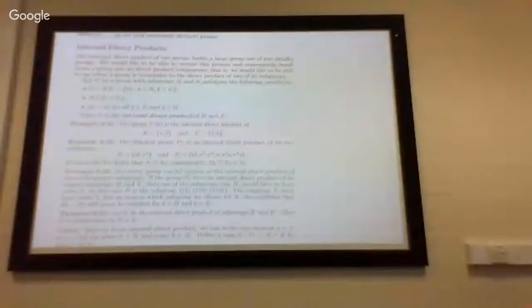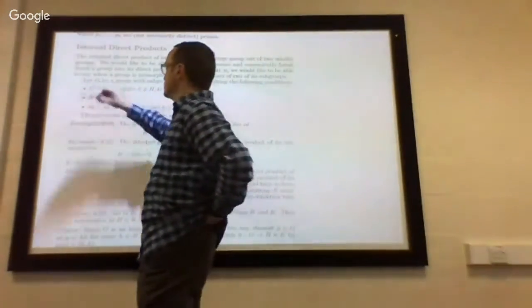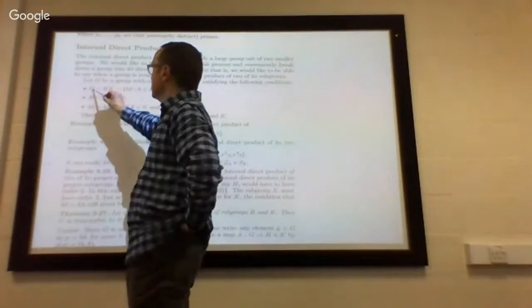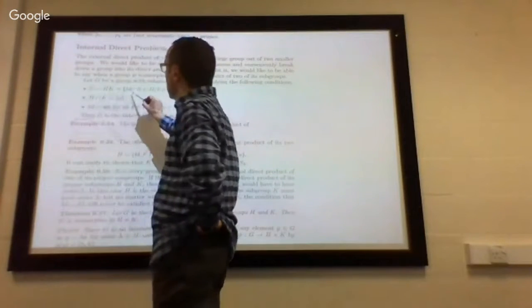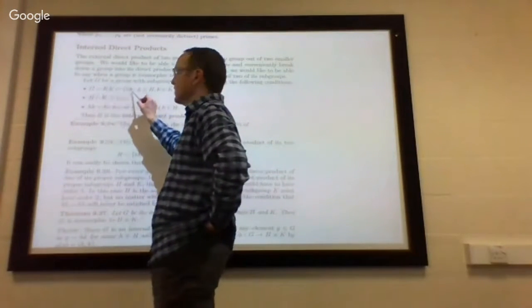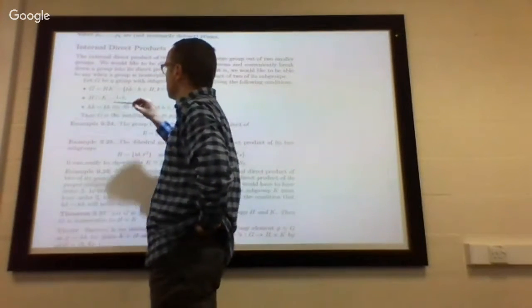Now, what this means is you can form an internal direct product of two groups, but in order to make it work, you need to know two things. In order for it to give you the whole containing group G, it must be true that G can be written as the product of the two subgroups, meaning every element of G can be formed as something from H multiplied by something from K.